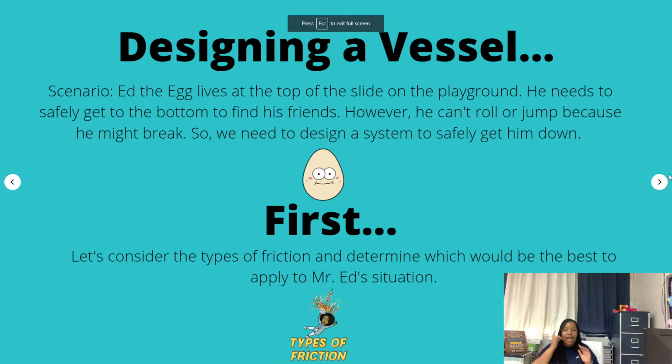So our whole goal today, we want to work on designing a vessel that increases friction. We know that friction stops motion, or it decreases motion. So we want to design something that decreases motion or increases friction.